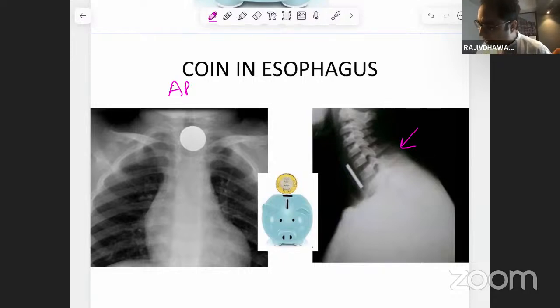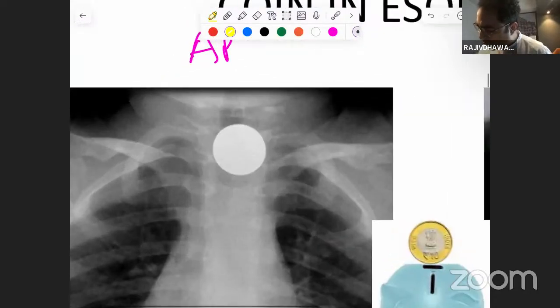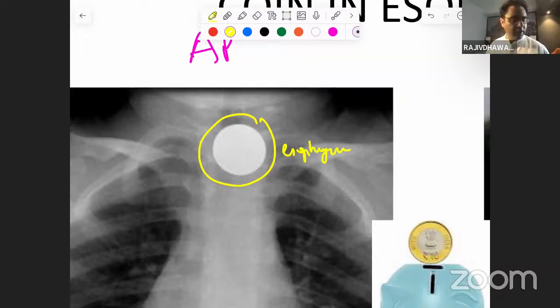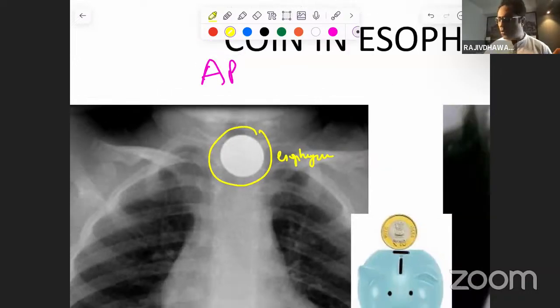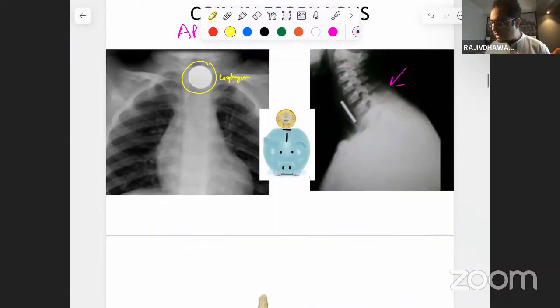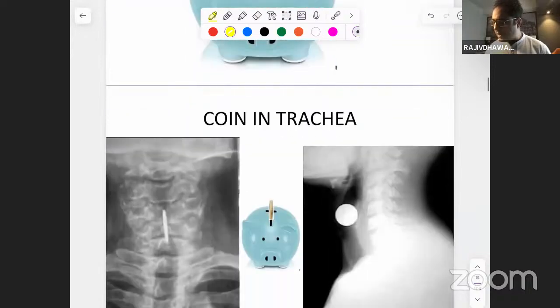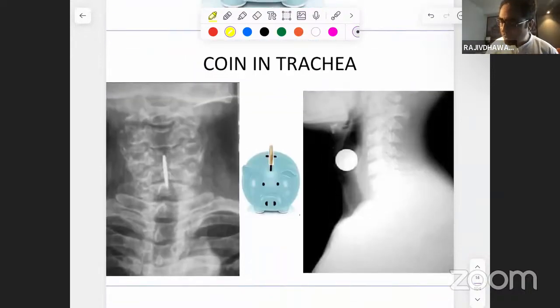Very easy, beta. Can you see the front? O for esophagus, beta. If you see the full coin in the front, O for esophagus. And in the trachea, it will be reversed, beta. In the trachea, on the AP view, you see the edge of the coin.